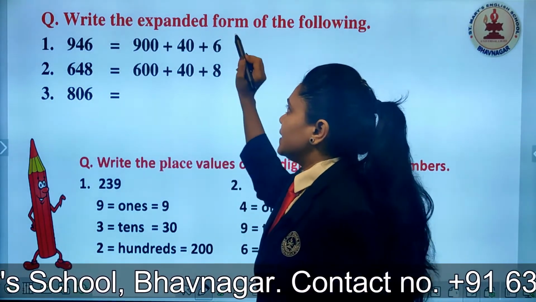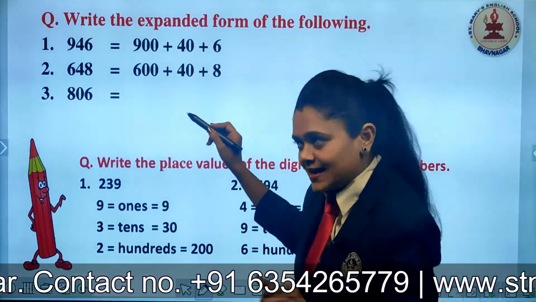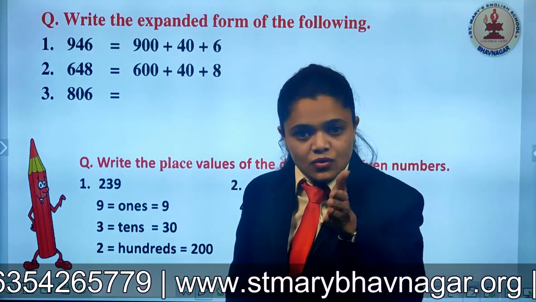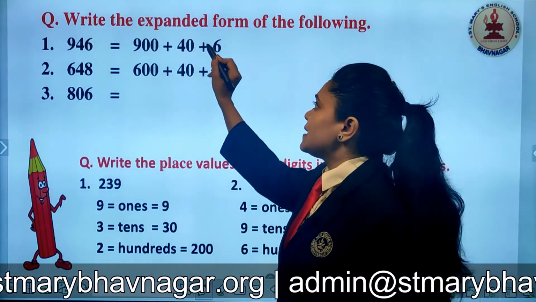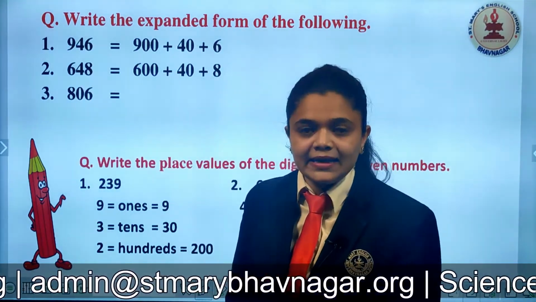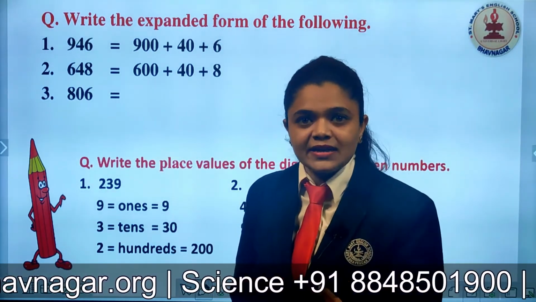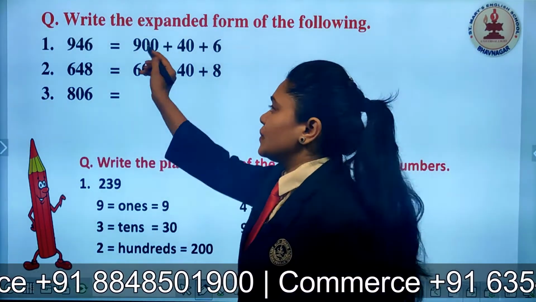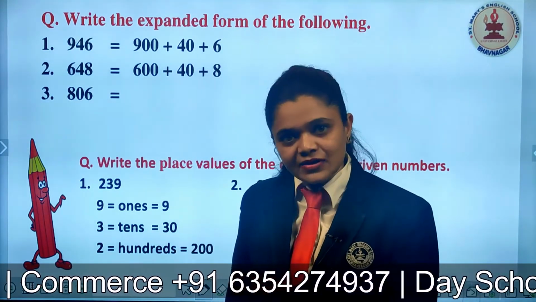So, 6 is at the place value of 1s. That means 6 1s are 6. 4 is at the place value of 10s. So, 4 into 10 gives you 40. 6 plus 40. Then, the last number is 9. It is at the place value of 100s. You all know, in 100, how many 0s do we have? We have 2 zeros. That means it will give us 9 into 100, that is 900.